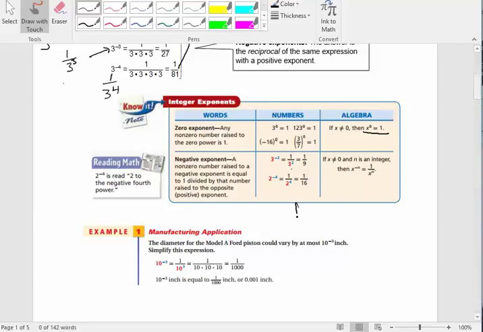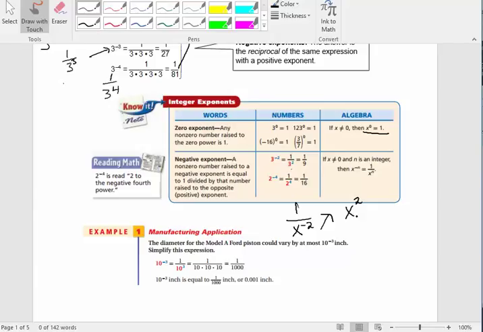Also, if you have a negative exponent in the denominator, then the negative can become positive by moving it up. So 1 over x to the negative 2 is the same as x squared. So moving your base up and down changes the sign of the power.